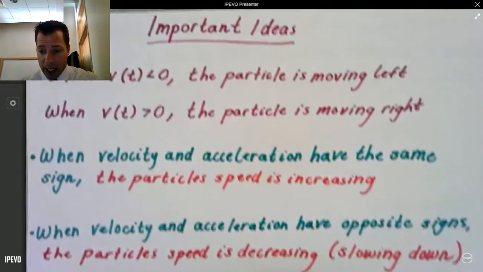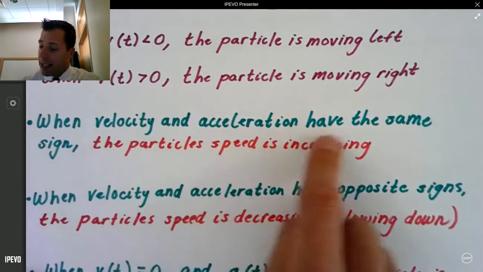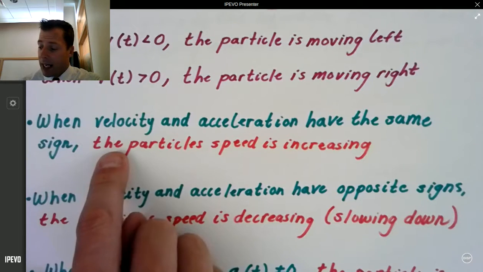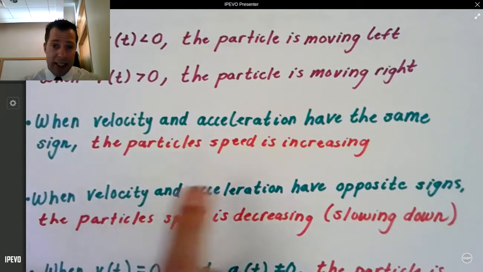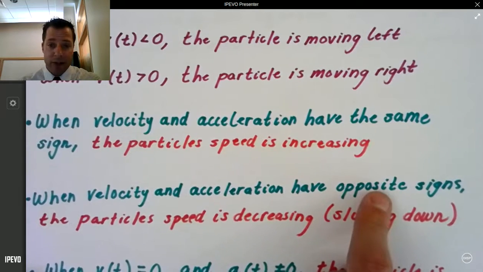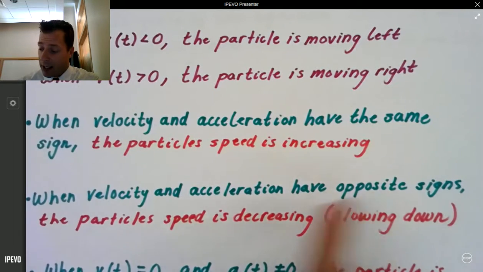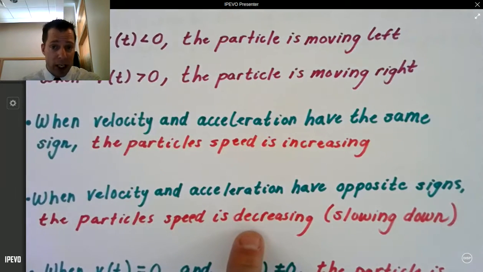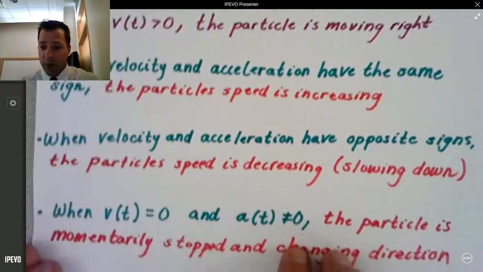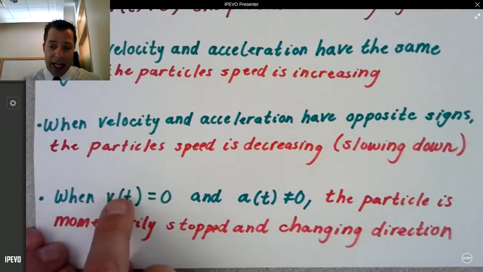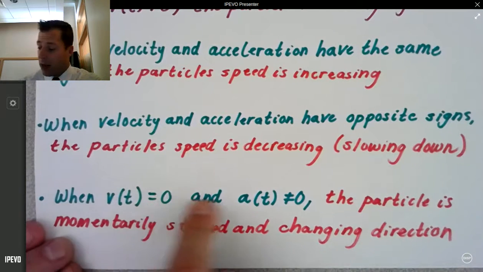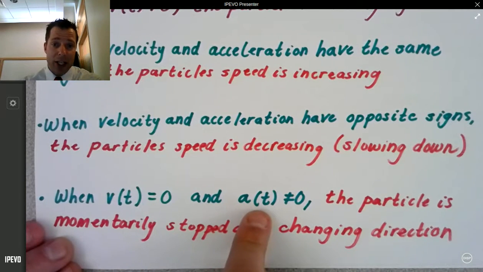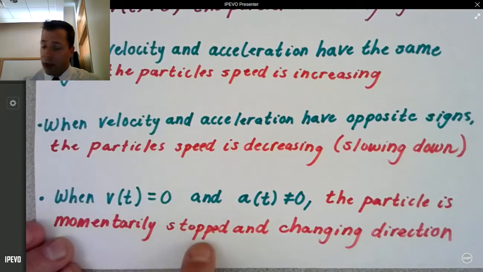Some other important ideas here. When the velocity and acceleration have the same sign, your particle's speed is going to be increasing. If your velocity and acceleration have different signs, meaning opposite signs, the particle's speed is going to be decreasing. And another big one here is when the velocity is equal to 0 and your acceleration is not 0, the particle is momentarily stopped and it's changing direction.